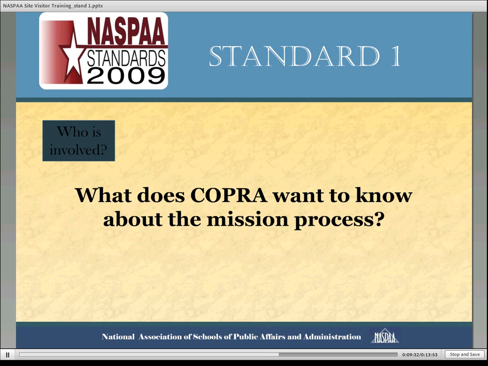What does COPA want to know about the mission process? Well, it's pretty important to know who's involved. Ideally, you'd like to know that it's not just a program chair who's sort of holed up in a room somewhere and wrote out the mission and wrote up a process and so on. You're really looking for evidence that there's a community here around this program, and that all of the stakeholders understand the process as well as the execution of this process.